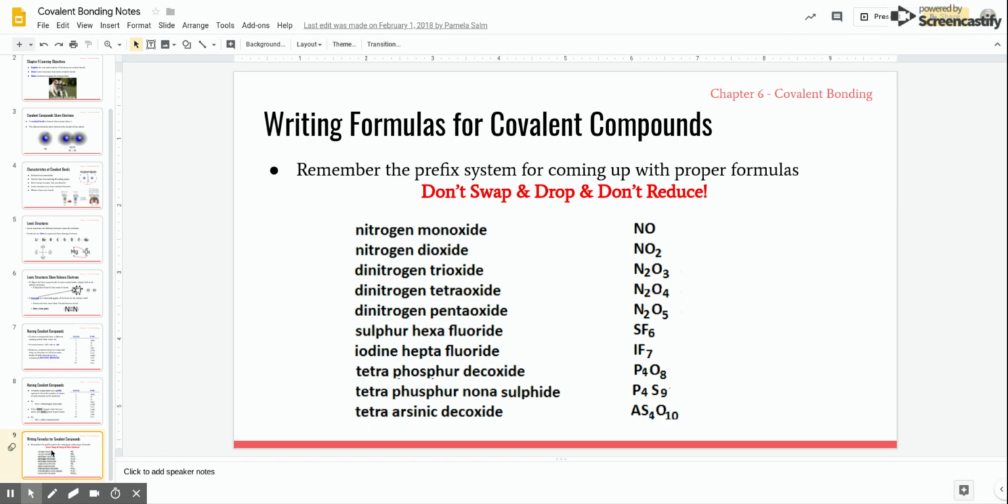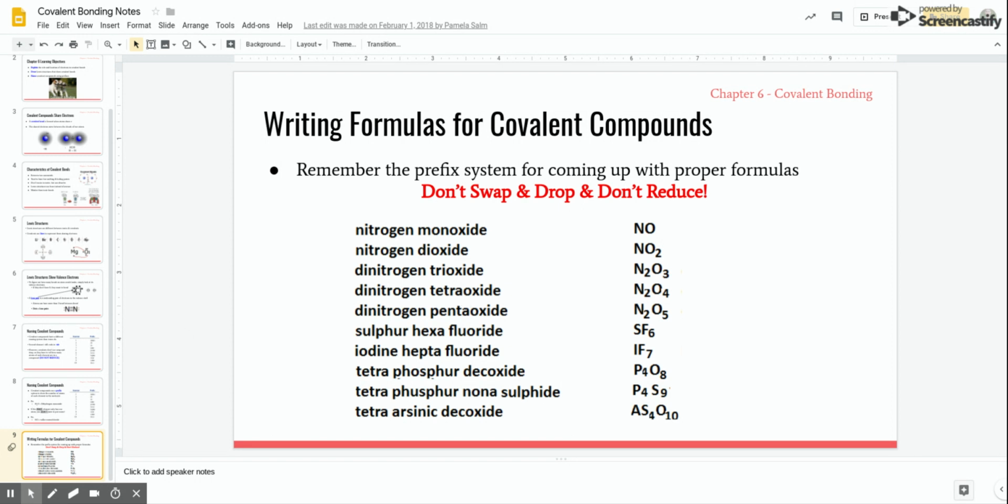Here are a bunch of examples in terms of writing their formulas, which would be the opposite. So we give you the terms, you write the formulas. Remember that if the first element only has 1, we don't put the mono there. So nitrogen monoxide is NO, nitrogen dioxide, NO2. Dinitrogen trioxide, N2O3, and you can see all the way down. So that is how we go about writing the formulas for covalent bonds.